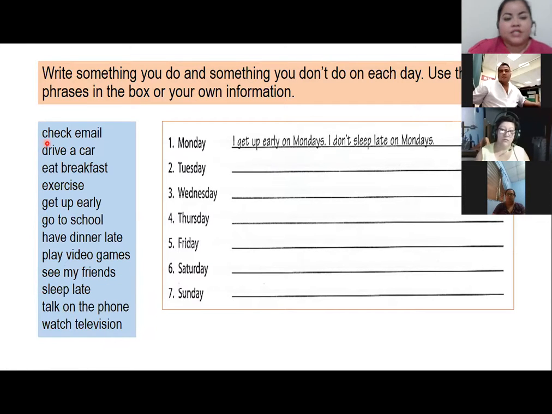All of these, these are verbs. Check, drive, eat, exercise, get up, go, have, play, see, sleep, talk, and watch. All of them are phrases that we can use every day. For example, I can say, I check email every day at 7 a.m. Right? I just need to put a subject and then a complement here to create a meaningful sentence, right? Then look at the example here.